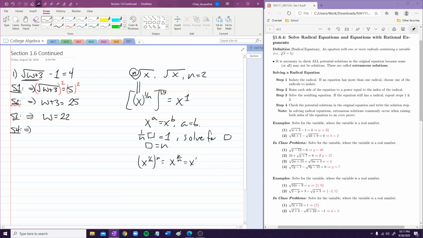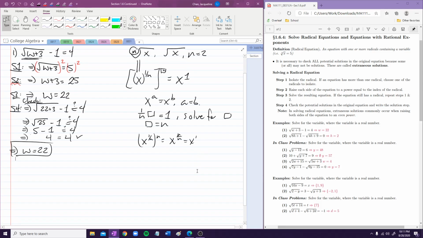Okay, we're going to plug W into our original equation, so this is going to be the square root of 22 plus 3 minus 1. Does this equal 4? So hold on, this is check. So this is the square root of 25 minus 1. Does this equal 4? Then we have 5 minus 1. Right, so we have 4 is equal to 4. Since this holds, since there is no contradiction, what does that say? That says that our solution is W is equal to 22.